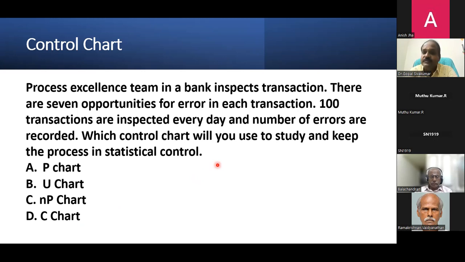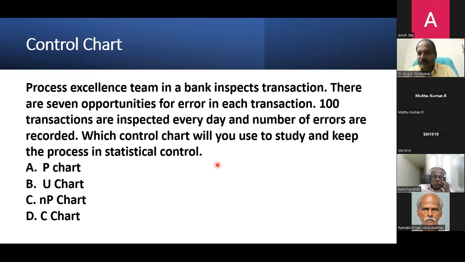U chart. Option A. Somebody chose P chart. No. Yes, Bala sir says U chart, because there are 7 opportunities. Regular defects, the data is more, that is, recordings are more. Sir, NP chart? No, see, the larger thing is the U chart. So far, the correct answer has not come.